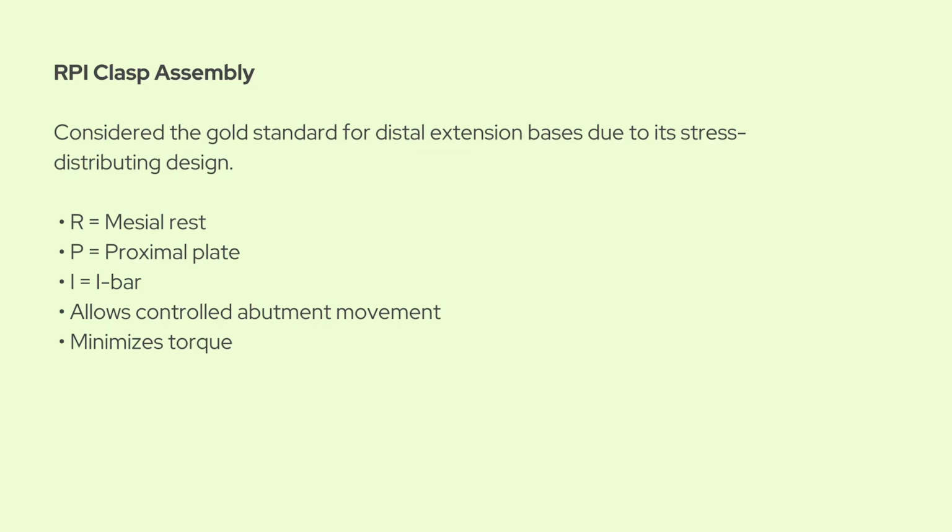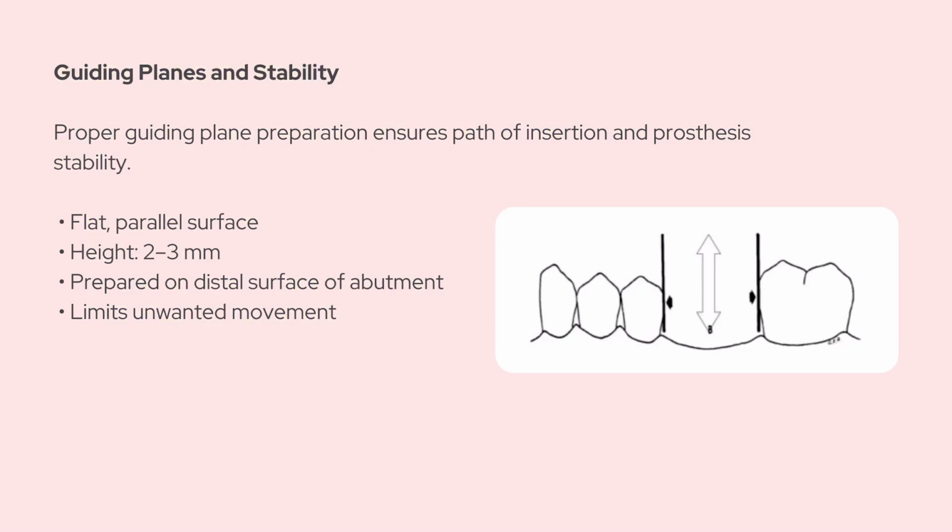One subtle but important point here is how reciprocation is achieved. On premolars, the rest, the proximal plate, and the minor connector all help stabilize the tooth as the I-bar flexes into place. But on canines, the rest sits pretty low on the cingulum, and the minor connector doesn't engage early enough. So in those cases, the proximal plate alone serves as the reciprocal element.